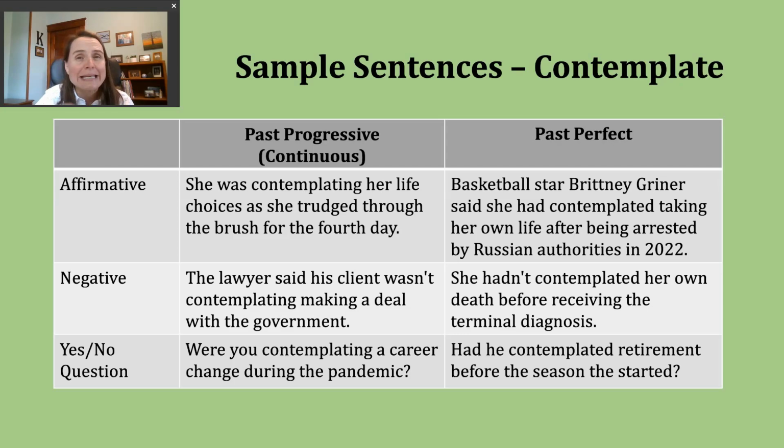So this is a verb tense where we need to pay attention to our subject. If our subject is you, we, or they, we're going to use were, W-E-R-E, that's a past form of be, and then we're going to use that ing form of the verb. But if our subject is I, he, she, or it, we're going to use was, W-A-S. That's, again, another past form of be. And then we use the ing form of the verb. Here is an example sentence. She was contemplating her life choices as she trudged through the brush for the fourth day.